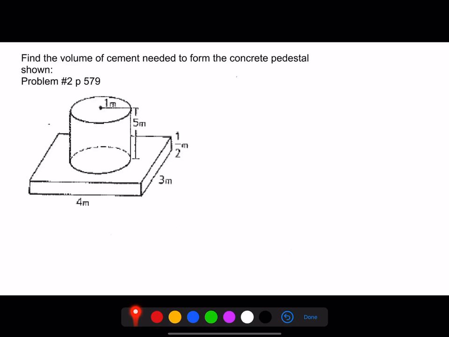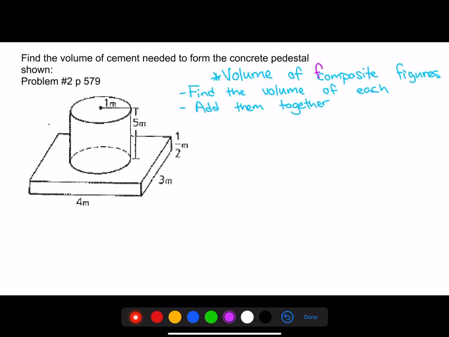All right, time for our difficult one, as difficult as these get. It says, find the volume of the cement needed to form the concrete pedestal shown. So, this is volume of composite figures. Composite figures are just figures, two or more figures that are put together.